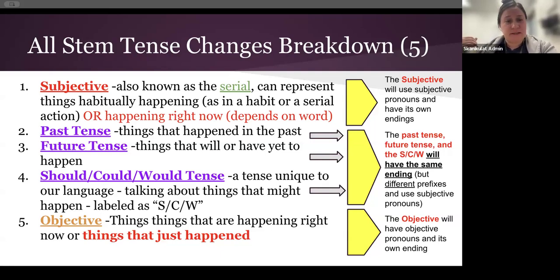Past tense, things representing or happening in the past. Future tense, things that will or have yet to happen. The should, could, or would tense is a tense unique to our language. It talks about things that could or should or would happen, hence should, could, or would tense.